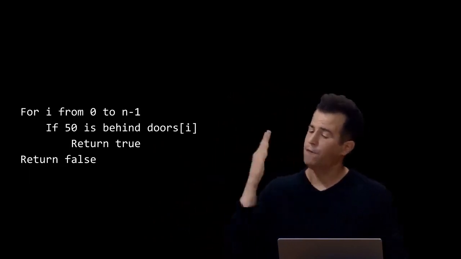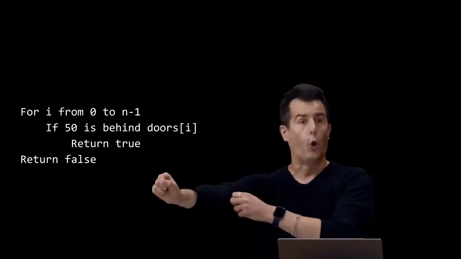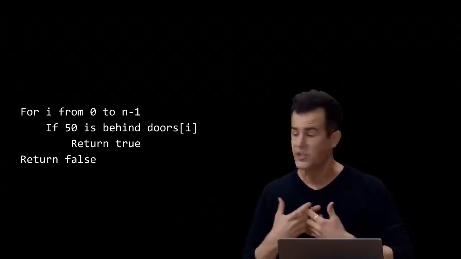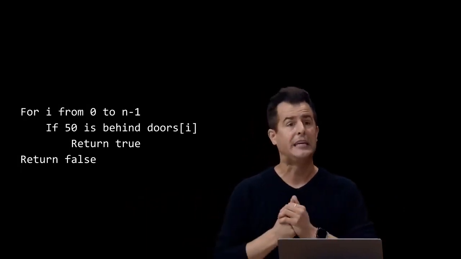If 50 is behind doors[i], so I'm assuming for the sake of discussion that doors is the name of my variable, this array of 7 doors. But then the rest of the pseudocode really is the same.